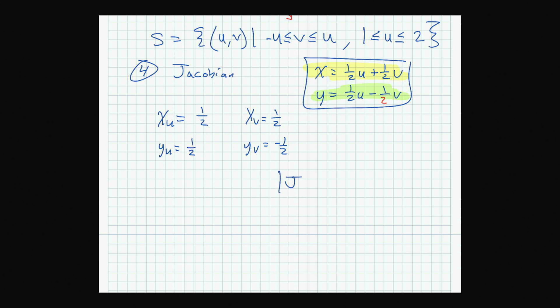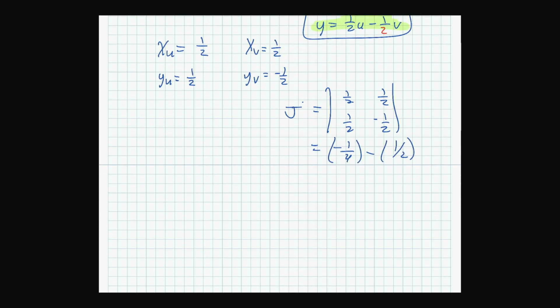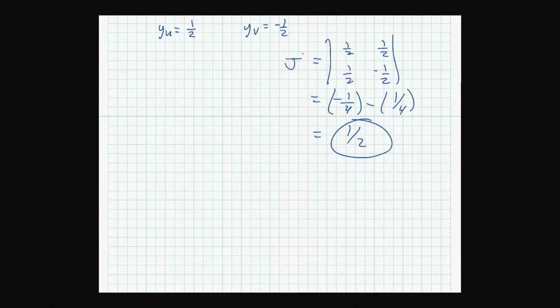The Jacobian J is going to be the determinant of 1/2, 1/2, 1/2, negative 1/2. So you work that out: 1/2 times negative 1/2 is negative 1/4, minus positive 1/4, which is negative 1/2. I said 1/4, but I wrote a half. Okay, so we find the Jacobian, 1/2. Now I think we can set up our integral.